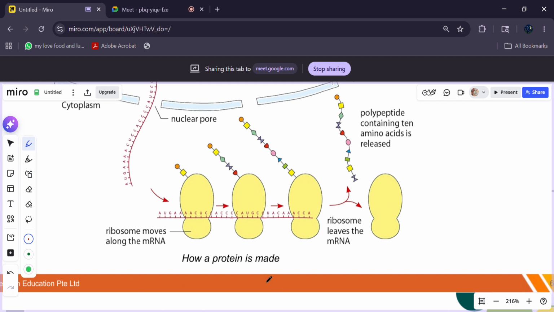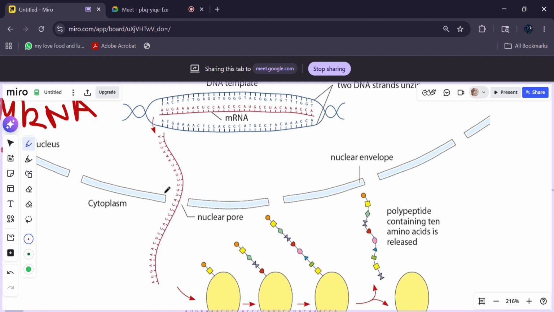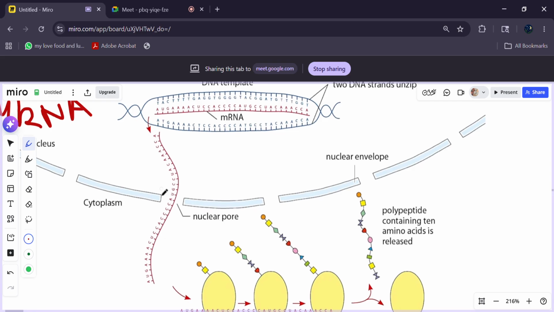These amino acids are joined together to form a protein. As the ribosome moves along the mRNA, more amino acids are joined together and the protein gets longer. At the end of the mRNA strand, the ribosome detaches from the mRNA and the protein is released. The sequence of amino acids in a protein molecule depends on the sequence of bases of the mRNA. The sequence of bases on the mRNA in turn depends on the sequence of bases in the DNA.